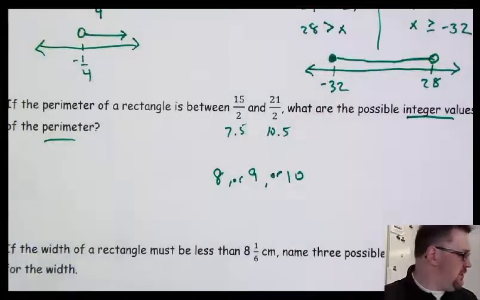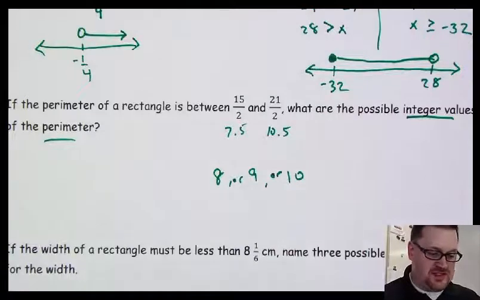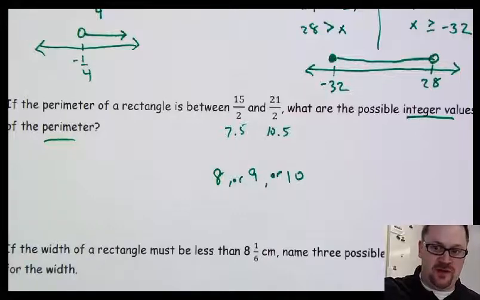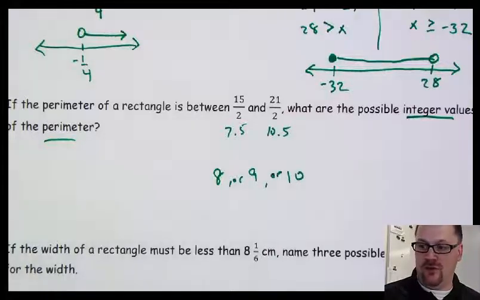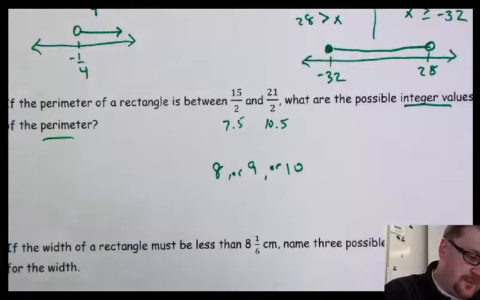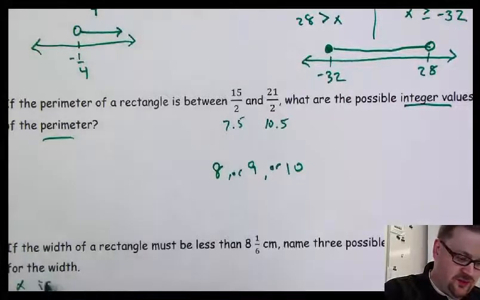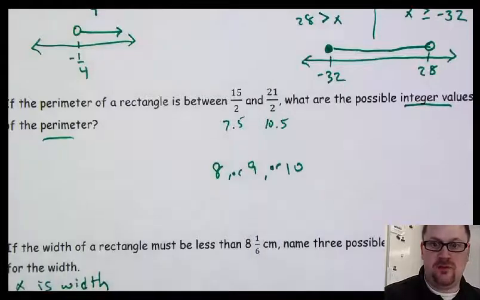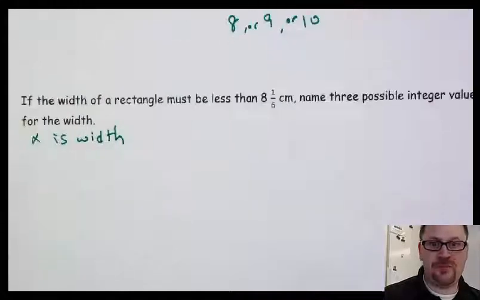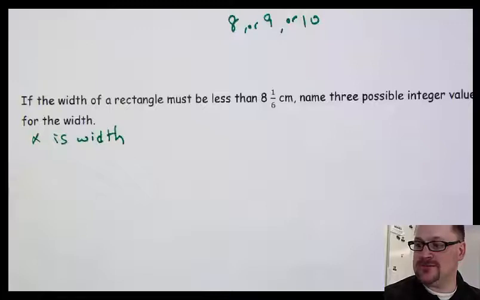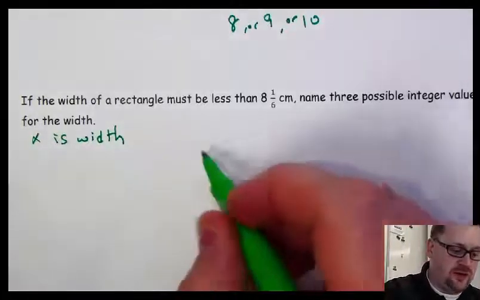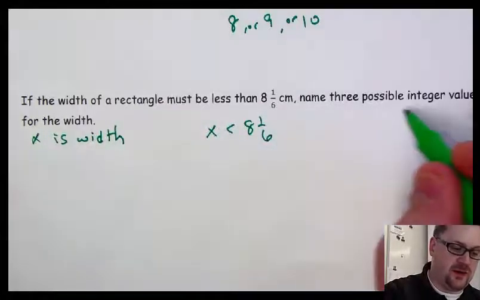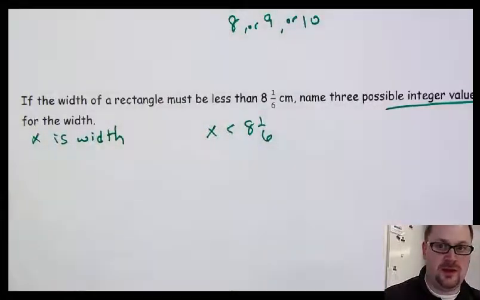If the width of a rectangle must be less than 8 1/6, name 3 possible integer values for the width. So basically, if we talk about x is the width, okay, and then we look at, well, I want to create an inequality that says that x is less than 8 1/6. Okay, and again, it's saying possible integer values, and it wants 3 of them.